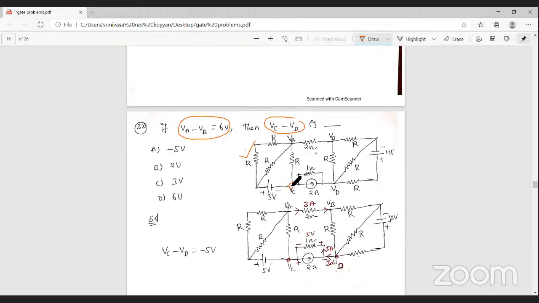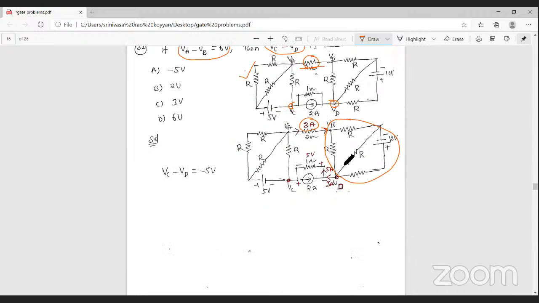Means the voltage across these 2 terminals. Generally, what is the voltage between VA and VB? That is 6 volts given, across a 2 ohm resistance. Then what is the current passing through this resistance? That is 3 amperes. This 3 amperes current is passing through the total network. Am I right? The 3 amperes current is passing through the total network, and finally the current is entering this network. What is the current?